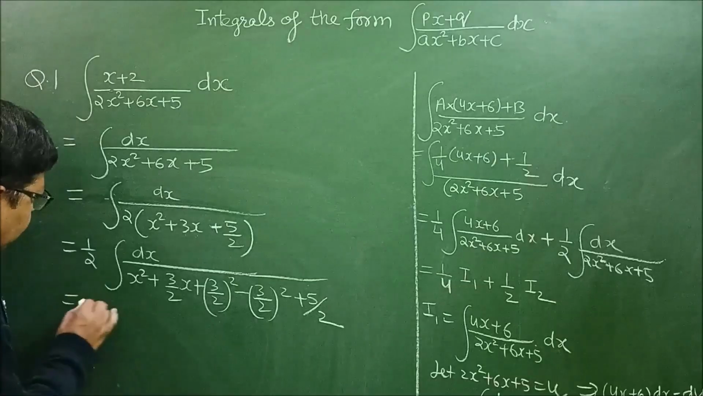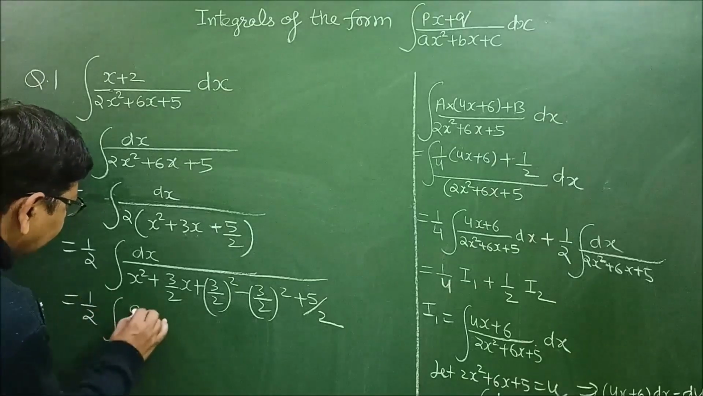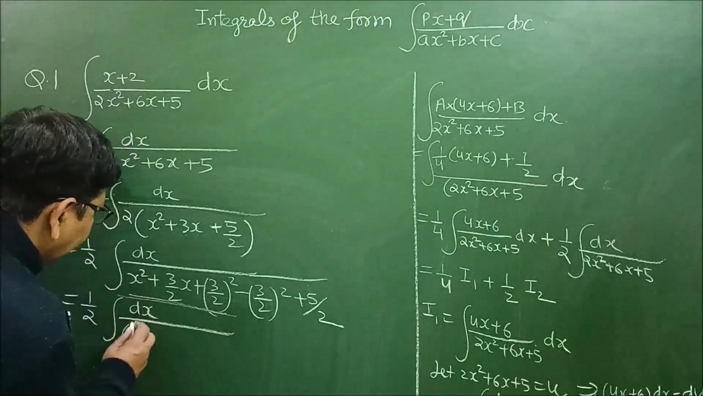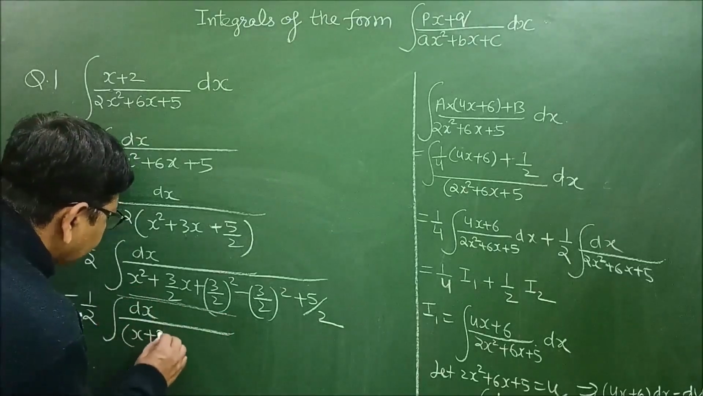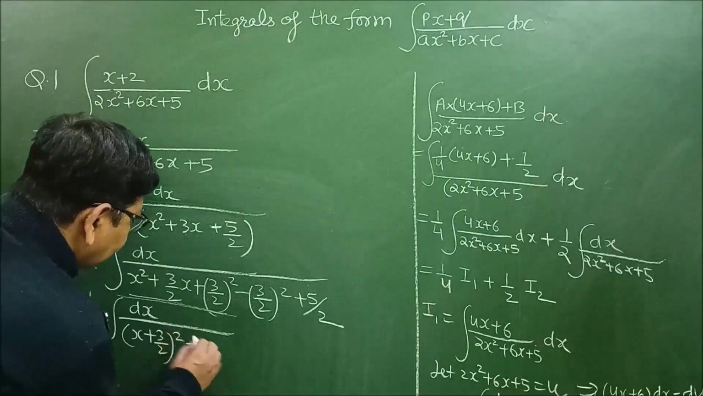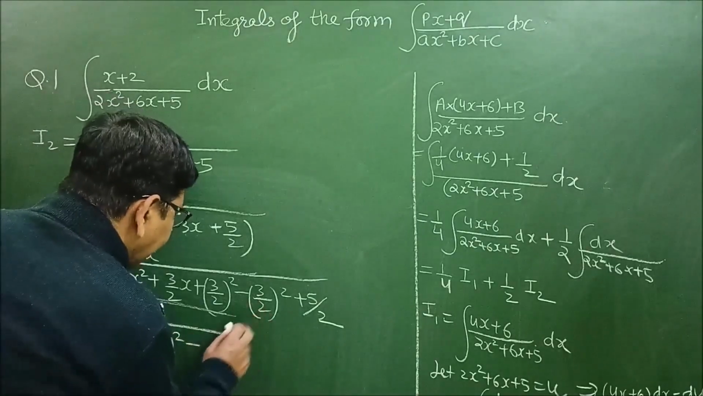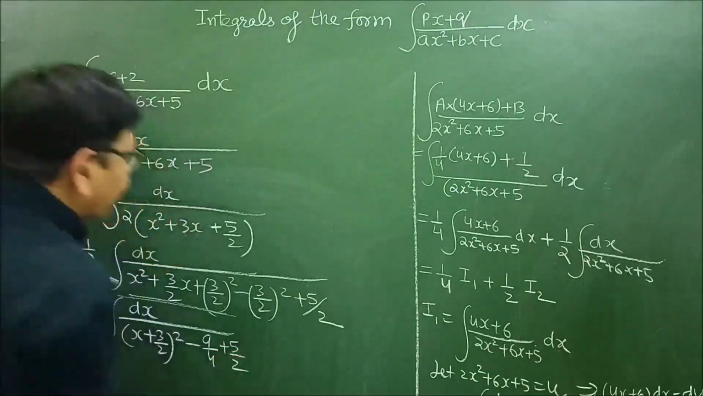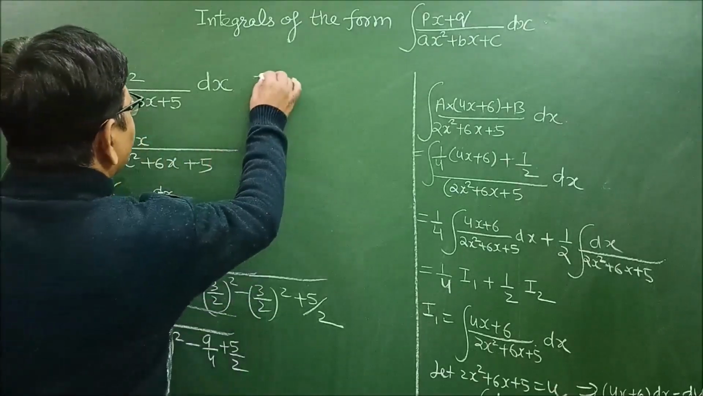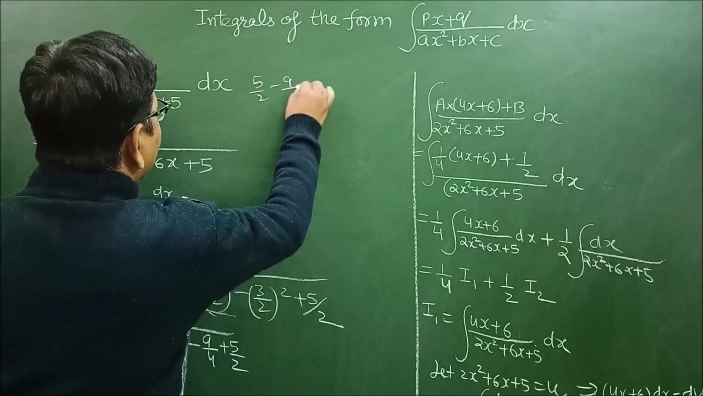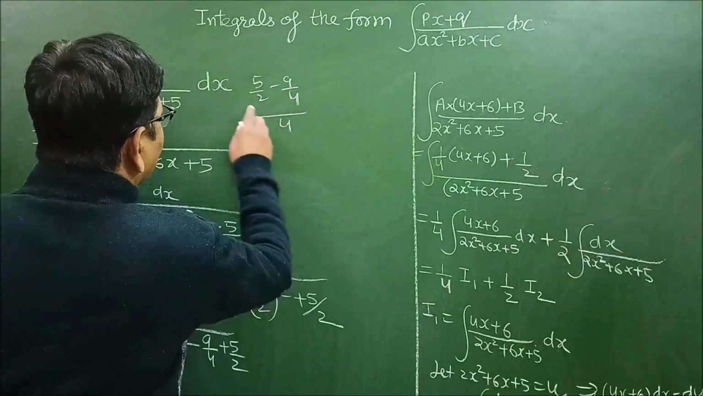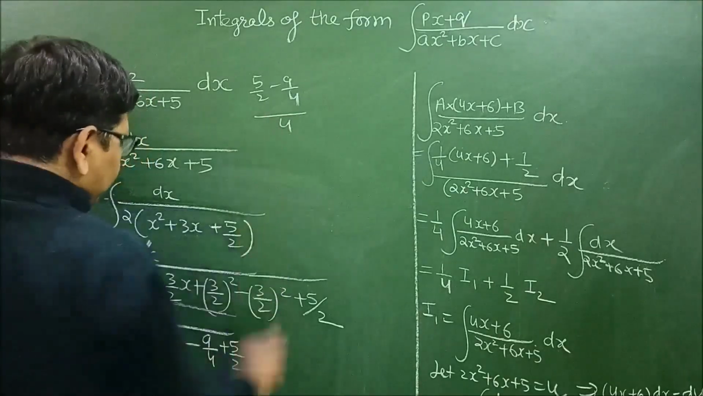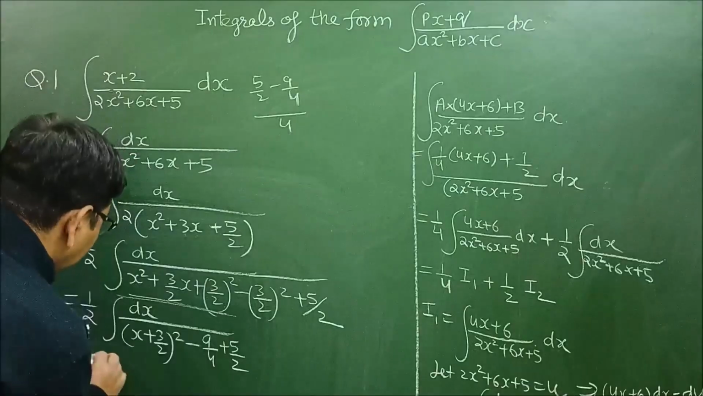So this is equal to half integral of dx upon, these three terms make a perfect square, (x + 3/2) whole square. And now rearranging the remaining terms, minus 9/4 plus 5/2. 5/2 minus 9/4, LCM is 4, so 10 minus 9 means 1/4.